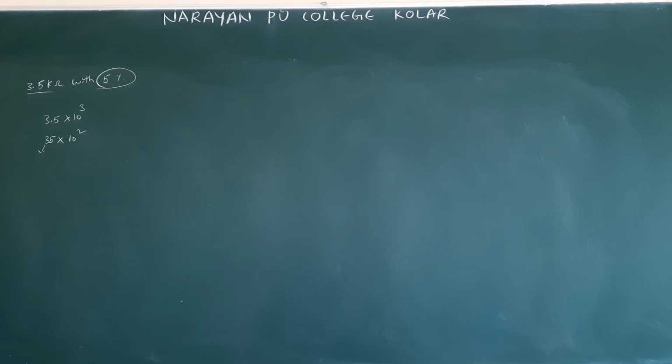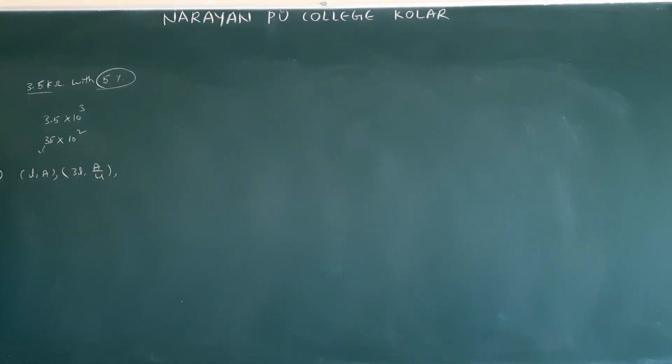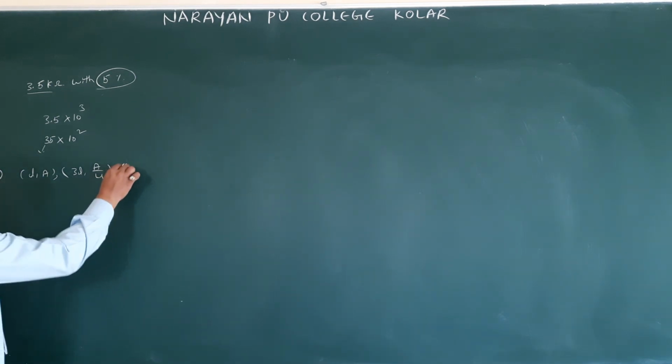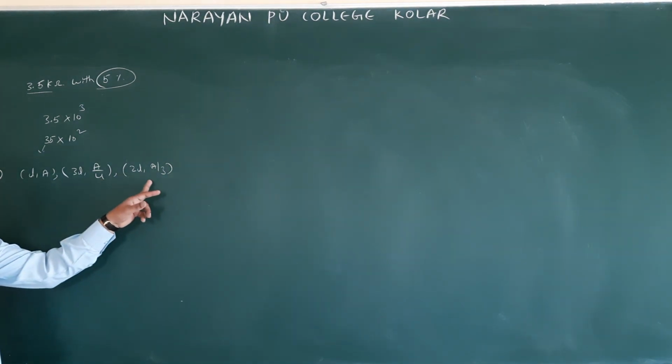Next, question number 8. Three metallic wires have the same length. They have length and area of cross section L, A; 3L, A by 4; and 2L, A by 3. The resistance is maximum in which? So they have given three wires. The first wire has length L and area A. The second wire is 3L, A by 4. The third one is 2L, A by 3. They are asking for which wire the resistance is maximum.